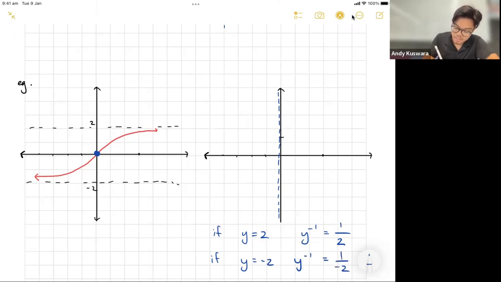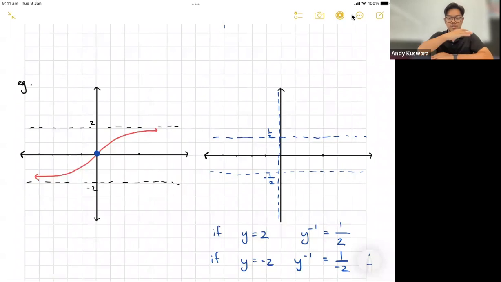Now, excuse the drawing, but these are going to be our new asymptotes. I'm just going to pretend that I've drawn this correctly. So that's now y equals 1/2, and that's y equals -1/2. Because of my horizontal asymptotes, we've taken the reciprocal, and we've made 2 into 1/2 and -2 into -1/2.